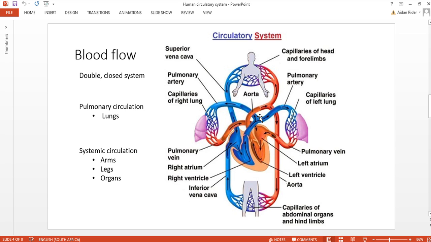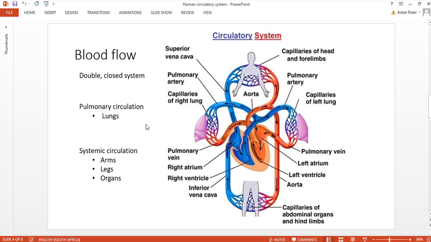That's why it's called a double system, but it's closed because we have veins and arteries. The blood doesn't directly touch our lungs or the rest of our organs in our body. So it's a closed system. Through diffusion, all the oxygen and nutrients go into the lungs or into the organs they need to go to, arms and legs and brain and so on. So it's closed. We have arteries and veins.